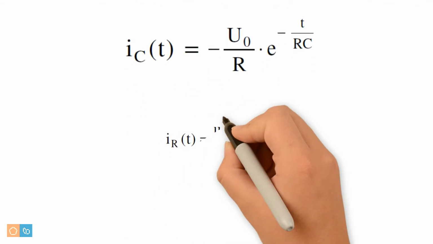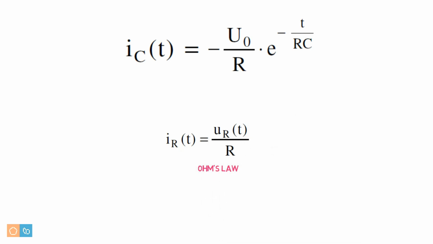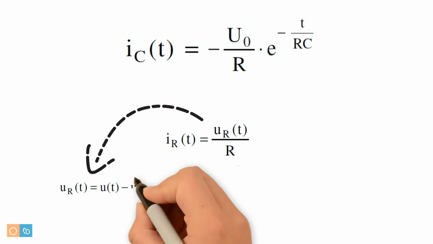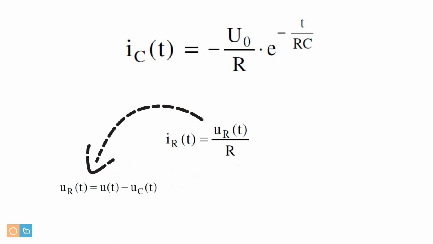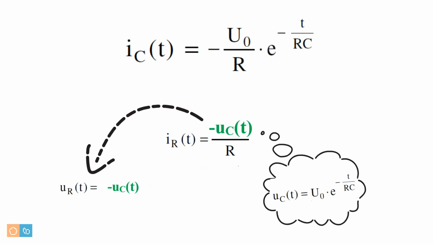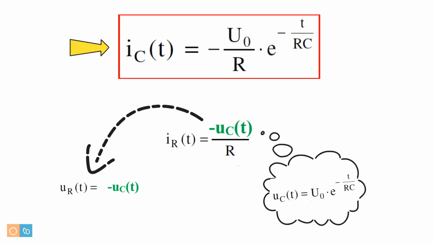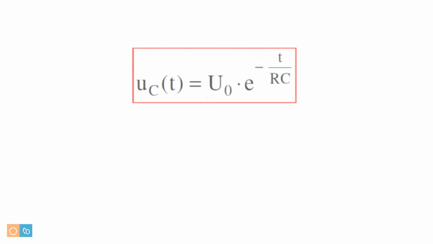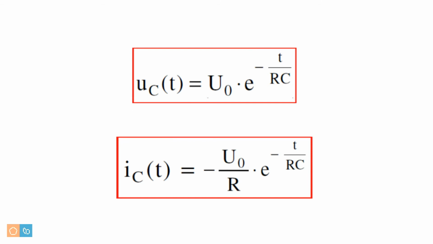The current through the capacitor and the resistor can be determined by the famous Ohm's law that you probably know like the back of your hand. IR equals UR divided by R. In this circuit, the voltage across the resistor can be represented as UR equals U minus UC, in which U equals 0, so the voltage across the resistor equals minus UC. Ultimately, by replacing UC with the equation we saw above, we get our final expression, which is this one. Cutting things short, these are the equations that translate the natural response of a first-order RC circuit.